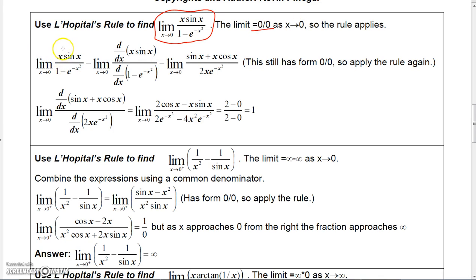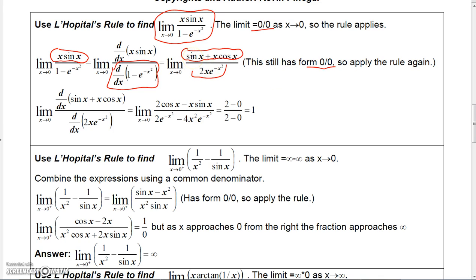So here, take the derivative of x sine x using the product rule, and you'll get sine x plus x cosine x. Well, now you know how to take the derivative of 1 minus e to the negative x squared. That's just going to be positive 2x e to the negative x squared. But you're still going to get 0 over 0 if you evaluate this at 0. So let's apply the rule again.